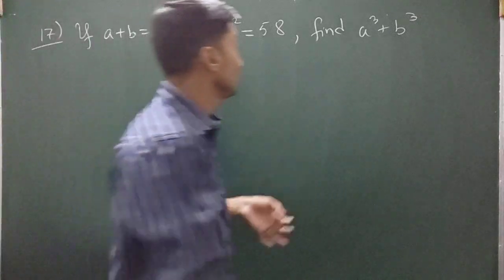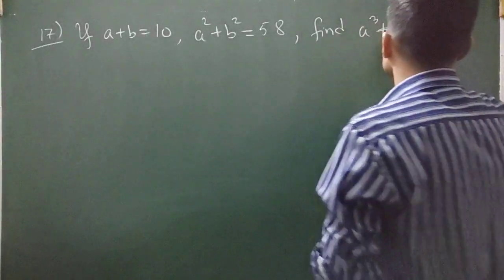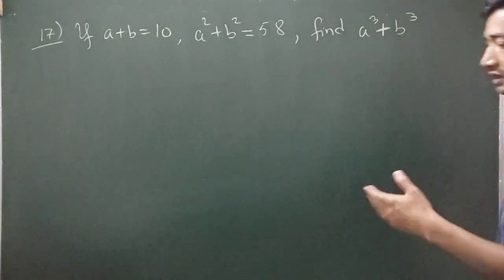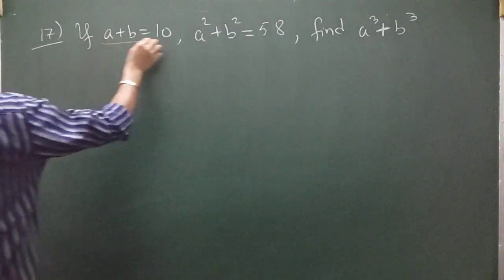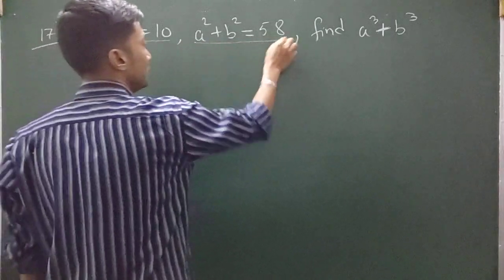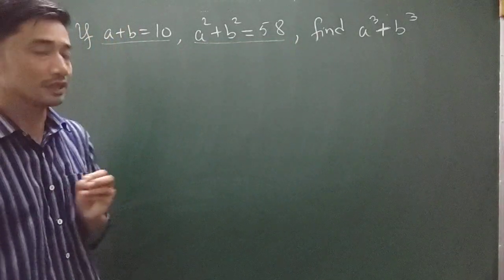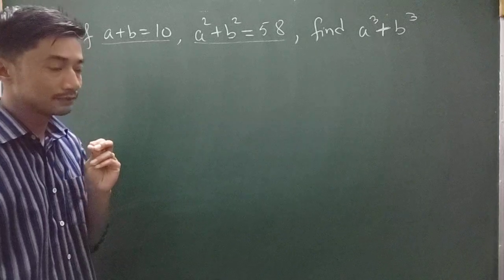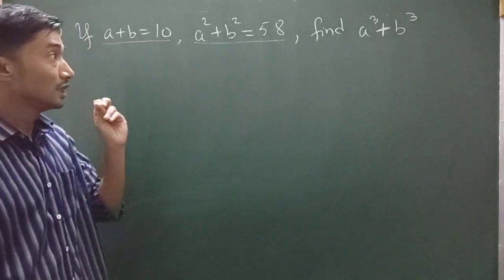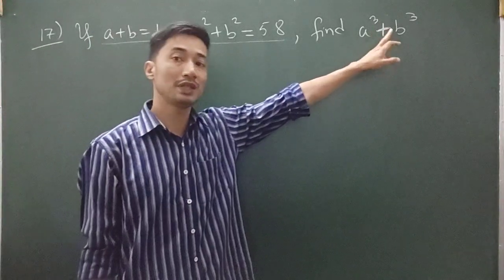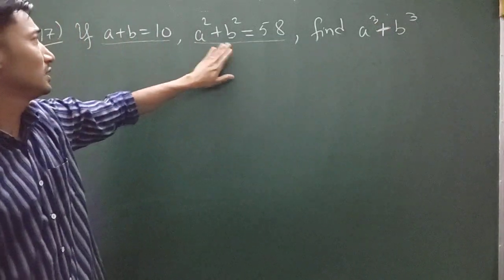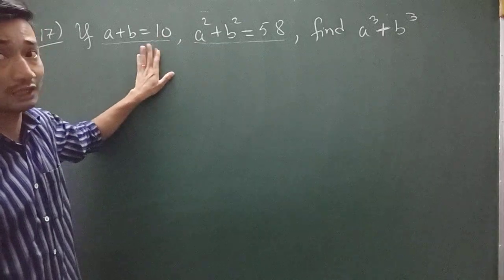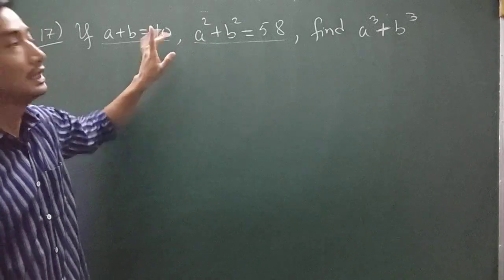If they really needed a cubed plus b cubed, then definitely they would have given you some other values. But instead they give you a plus b is equal to 10, a squared plus b squared is equal to 58. That means there is something fishy here, suspicious. That means to get the value of a cubed plus b cubed, definitely we will need the value of these two terms. Now how? Let's have a look.